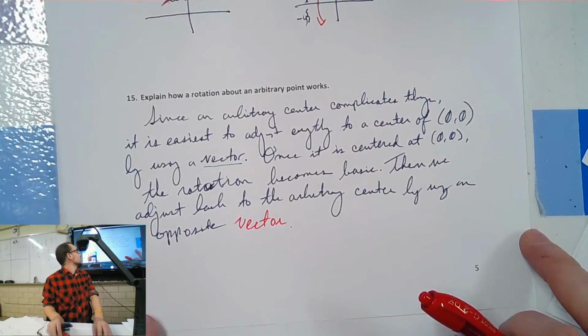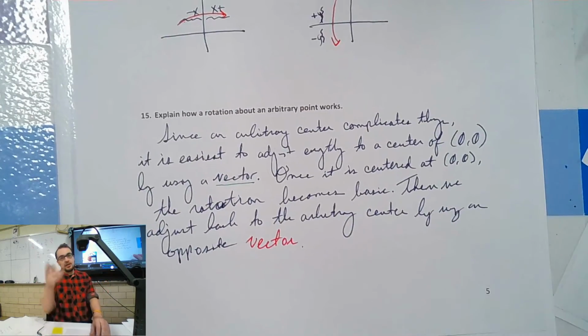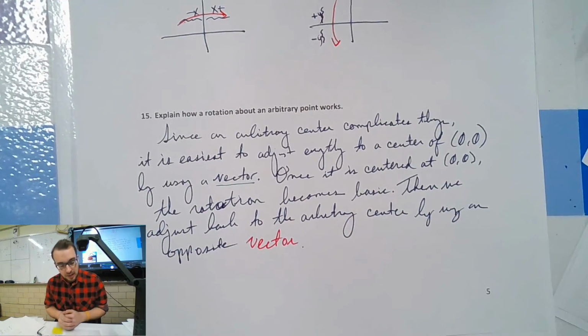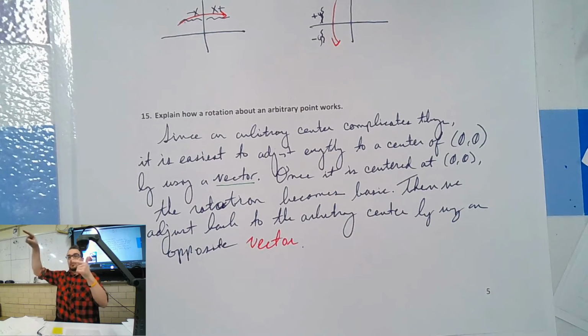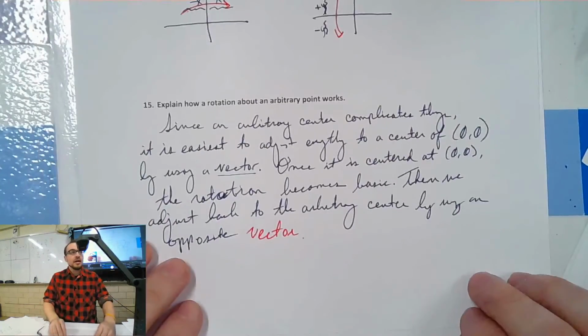Explain how a rotation about an arbitrary point works. Here we go. Since an arbitrary center complicates things, it is easiest to adjust everything to the center. When we have an arbitrary point, it's not on 0, 0. It makes things messy. So we slide it to the center to make it an easier problem. Then we do our rotation, which we have explained thoroughly up here, and then we slide it back.